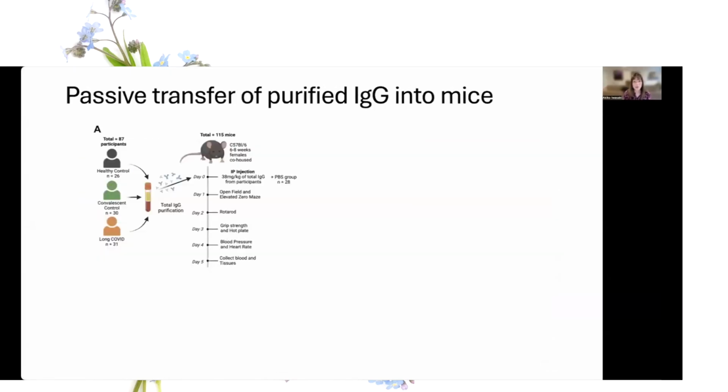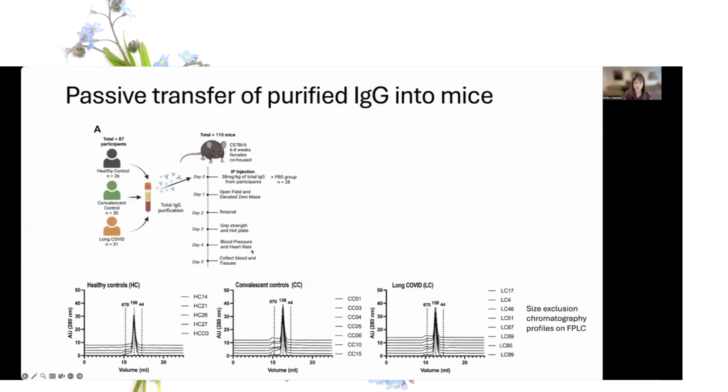So in order to understand the pathogenic role of these antibodies, Kayla purified IgG from patients and controls and injected them into C57 Black 6 mice. These are just wild type mice, intraperitoneally, and then conducted a battery of behavioral tests, including open field, elevated zero maze, rotarod, grip strength, hot plate, and also measured blood pressure, heart rate, and collected blood and tissues.